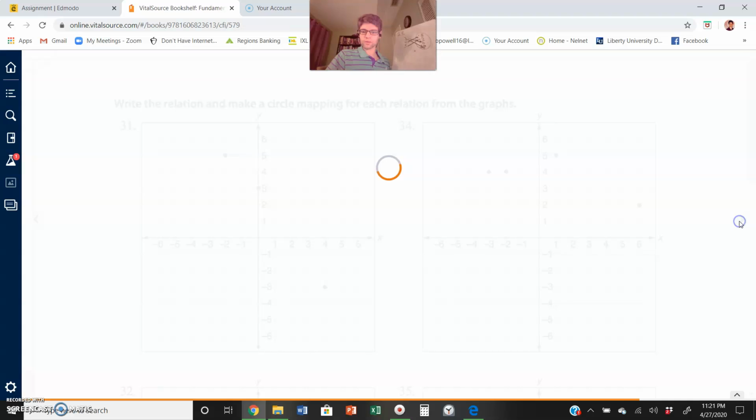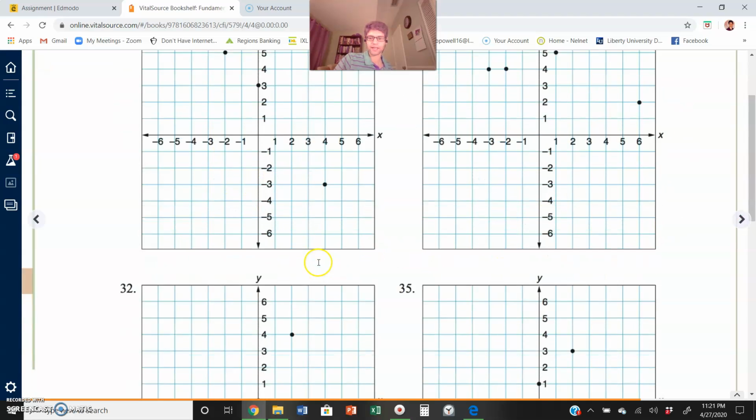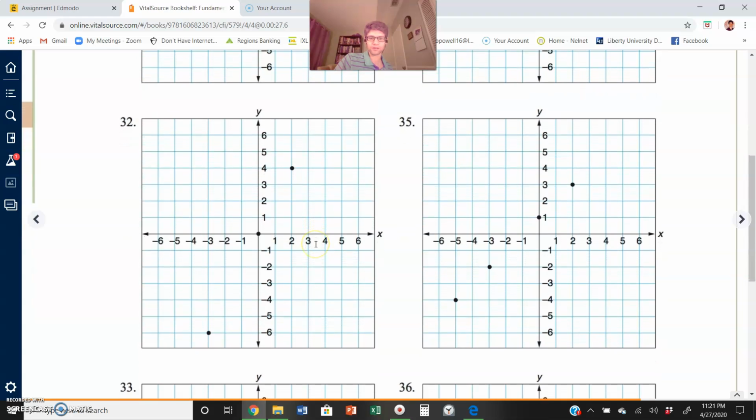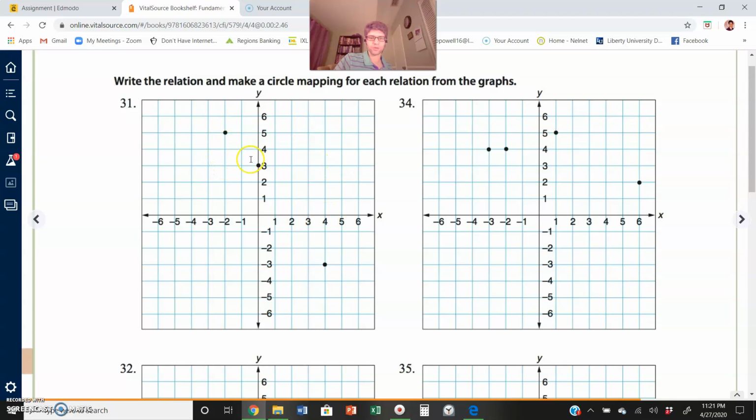You're also going to be doing 30 through 37. Notice they're going to give you a map. So you're going to have to take the 3 points. In number 31, you'll take these 3 points. You have to write out their ordered pairs. So I'd find this one for negative 3. Here I have 0, 3. Here I have negative 2, 5. I'll write those out, and then I'll make my circle graph.